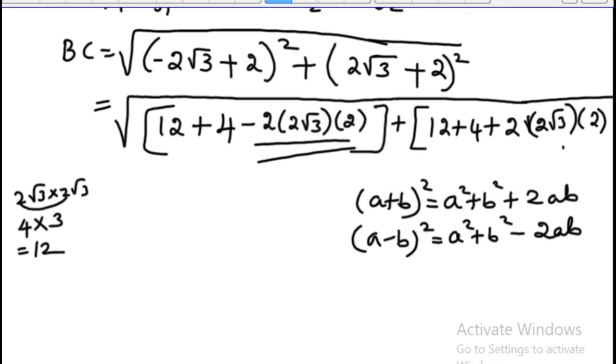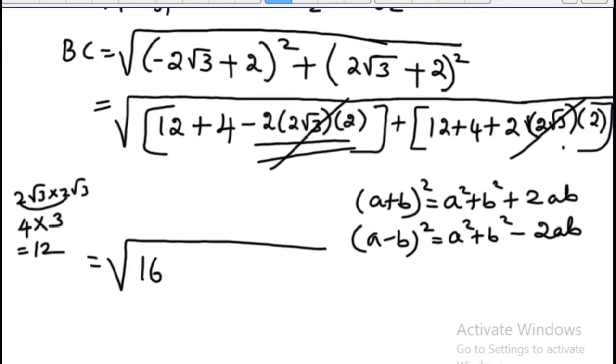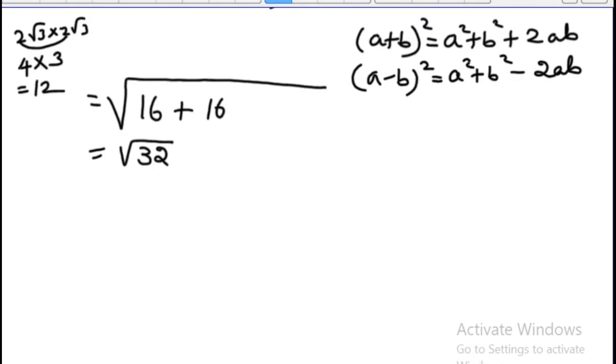See, here negative term, here positive term. Okay, it will be cancelled. So what do you get remaining? Root of 12 plus 4, 16. Then the second term also 12 plus 4, 16. So you will get root of 32. Okay, this is the value of BC.